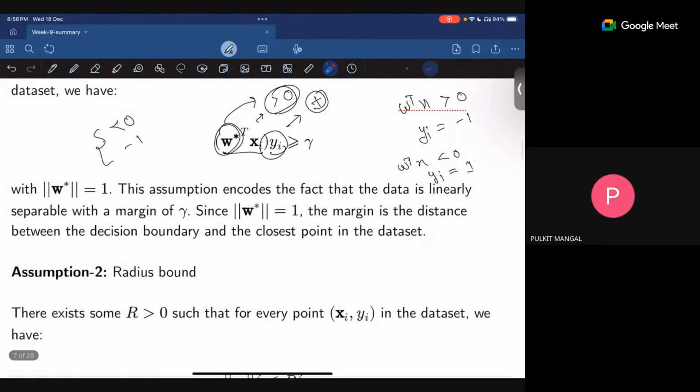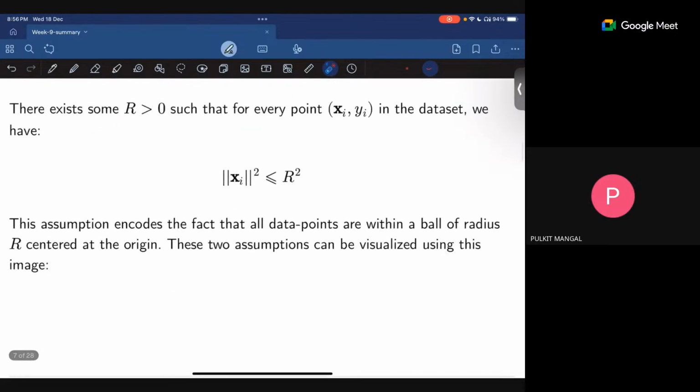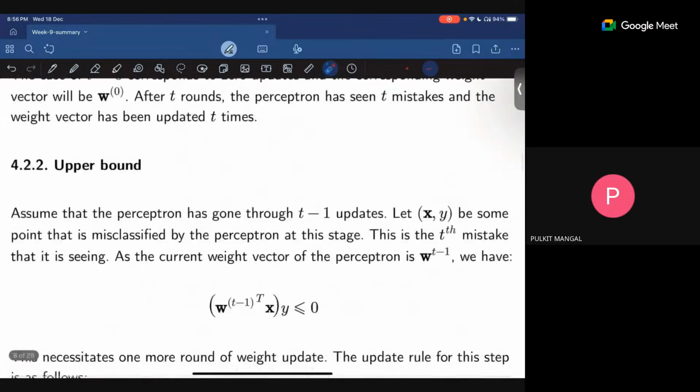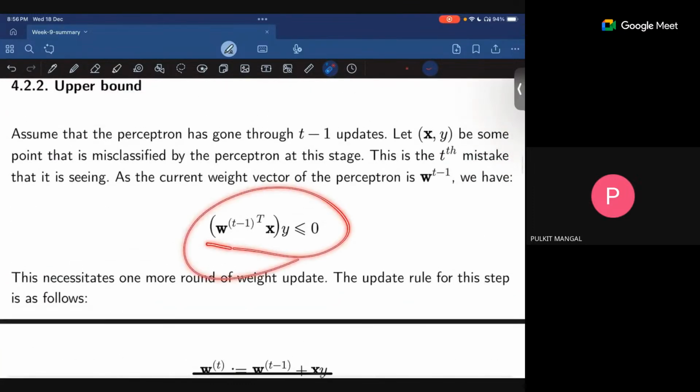But while doing perceptron, in the perceptron iteration you might encounter a mistake. If you encounter a mistake, then for that, W at some t minus 1 iteration transpose xy would be less than or equal to 0, because either this would be greater than 0 and the label would be -1, or this would be less than 0 and the label would be +1. So the overall quantity will become negative.